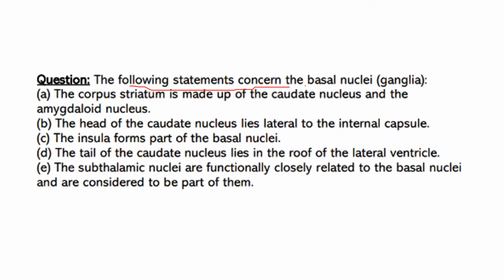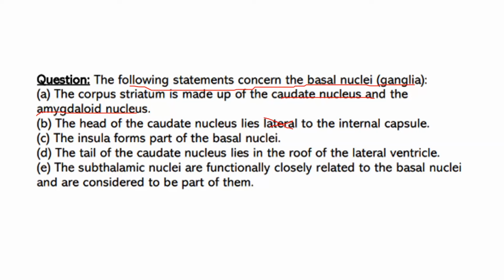The following statements concern the basal nuclear ganglia. A, the corpus striatum is made up of the caudate nucleus and the amygdaloid nucleus. This isn't true since it's made up of the lentiform nucleus, not the amygdaloid. B, the head of the caudate nucleus lies lateral to the internal capsule. It doesn't, it lies medial.